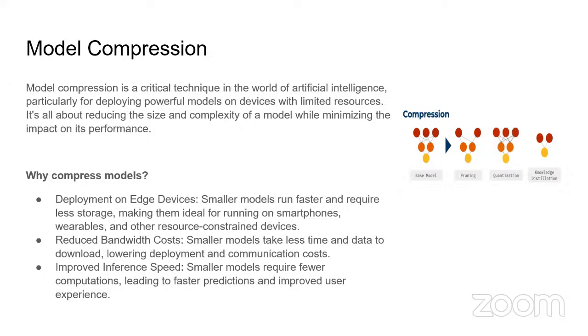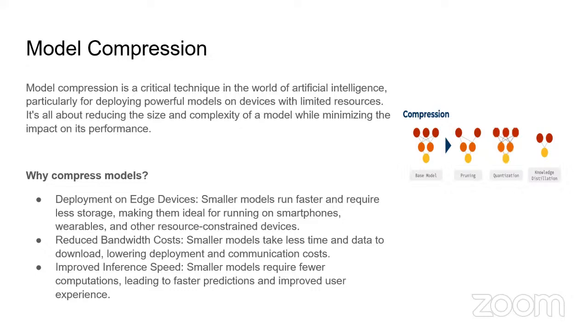So what are we doing here? Our main focus in compressing models is deployment on edge devices. Compressed models are smaller, which means they run faster and require less storage. This makes them ideal for smartphones, wearables, and other devices where resources like memory and processing power are limited.